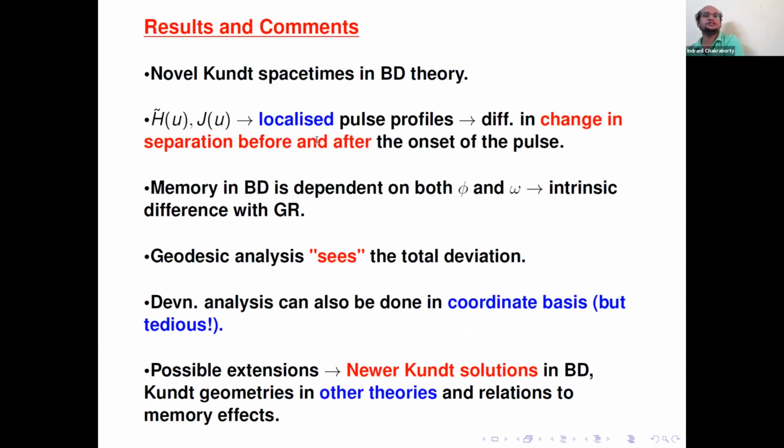So we obtain novel Kundt space-times in Brans-Dicke theory. This h tilde and J u are localized pulse profiles. They help in understanding the difference in the change in separation before and after the onset of the pulse. The memory in Brans-Dicke depends on both phi and omega, which is an intrinsic difference from GR. The geodesic analysis somehow sees the total deviation, something more than the memory effect. The deviation analysis can also be done in the coordinate basis, but the calculations are longer. That's why we went to Fermi and then again to coordinate.